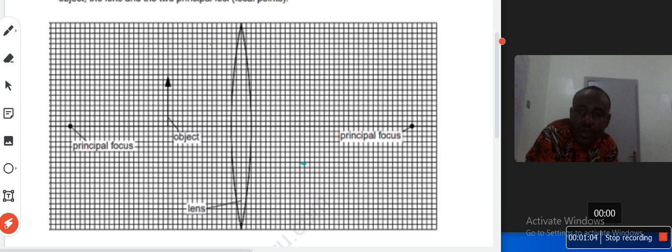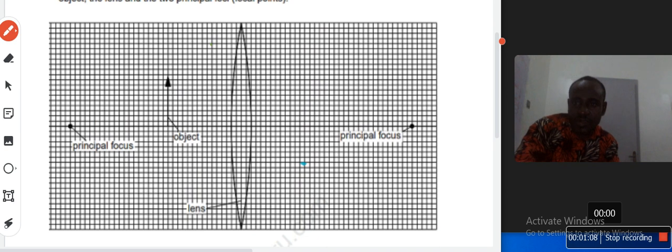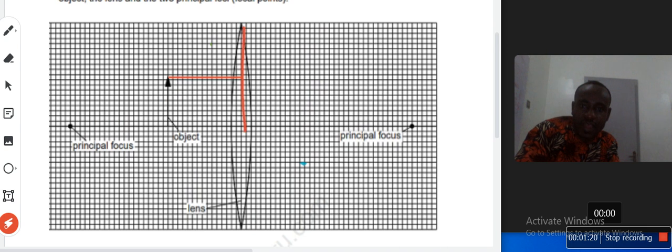So we start with one of the principal rays. I can use a red marker, a ray that is parallel to the principal axis. Once it gets to the vertical plane of the lens, the ray will bend and pass through the principal focus. So we show arrows.